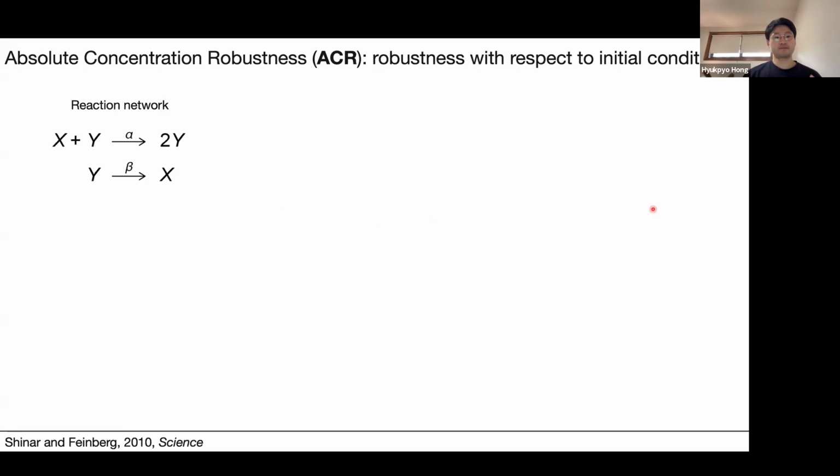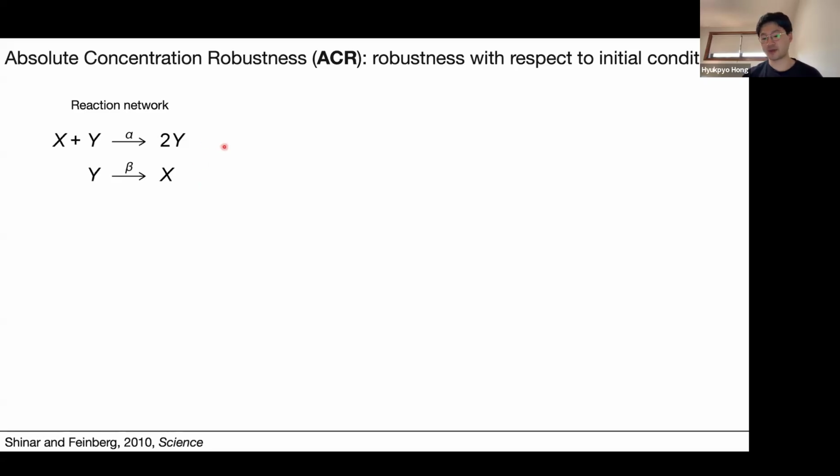And this is the famous example from the notion of absolute concentration robustness. When you say a certain thing is robust, we always have to specify what the robust species is and also what kind of dose or parameter we perturb to see the robustness of the species of interest. In this case, absolute concentration robustness, ACR, is the robustness with respect to all initial conditions. So this is a typical example.